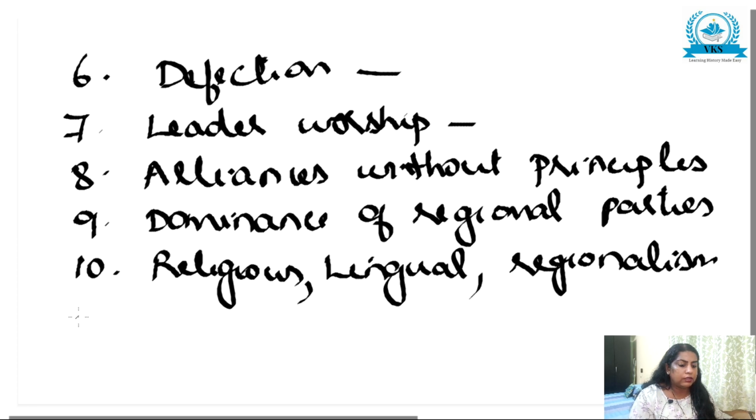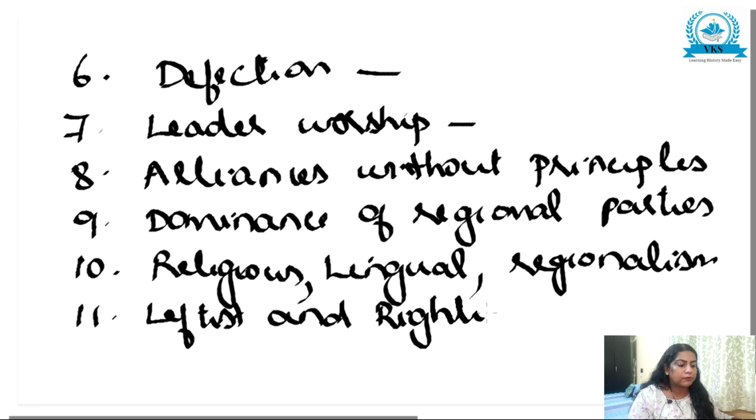Next one, the eleventh point is leftist and rightist parties.